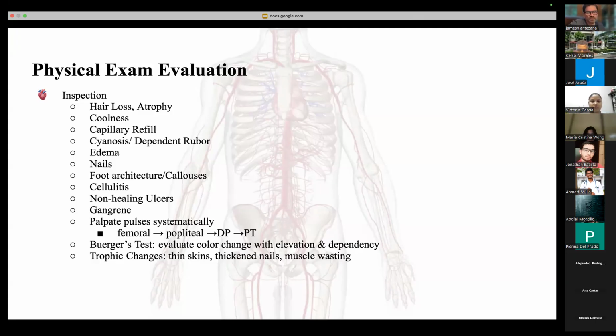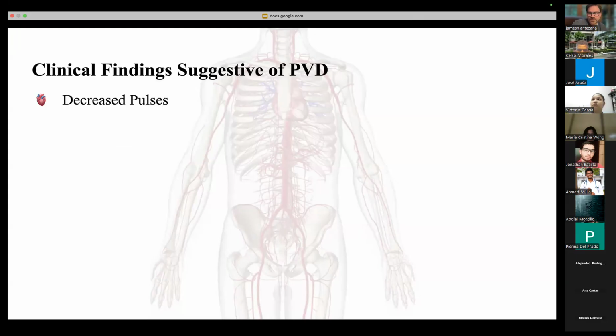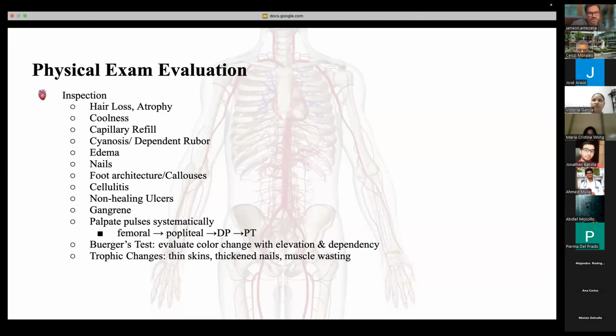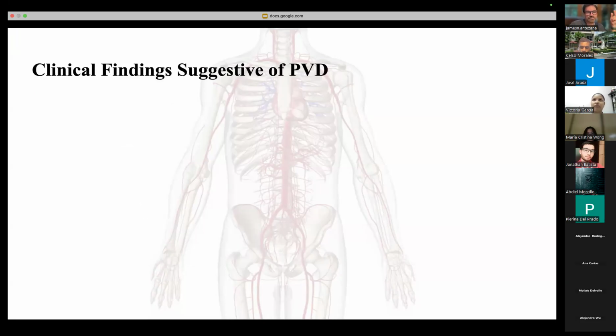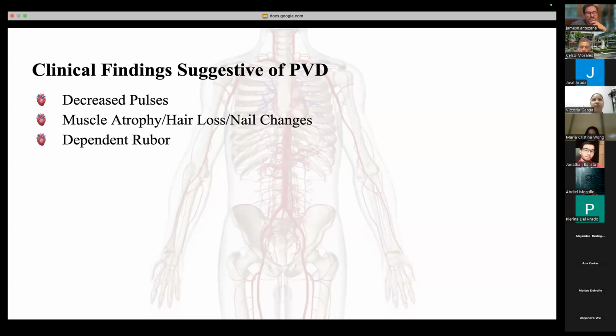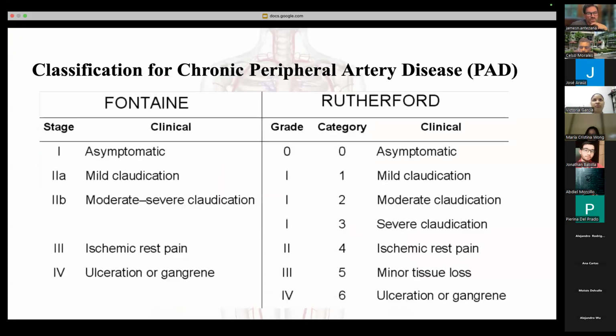All right. So, Buerger's test is something that's important. That's essentially evaluating the color changes with elevation and dependency, just like I mentioned before. Patient with pending rubor, you elevate the leg and they turn pale. Okay. Trophic changes, skin thickness, skin nail beds, and muscle wasting, atrophy. All right, more clinical findings suggesting PVD or PAD: decreased pulses, again, muscle atrophy, pending rubor, ulcers, and gangrene.